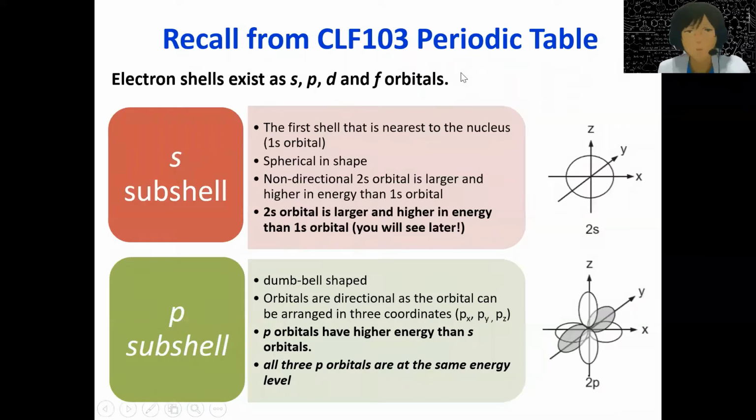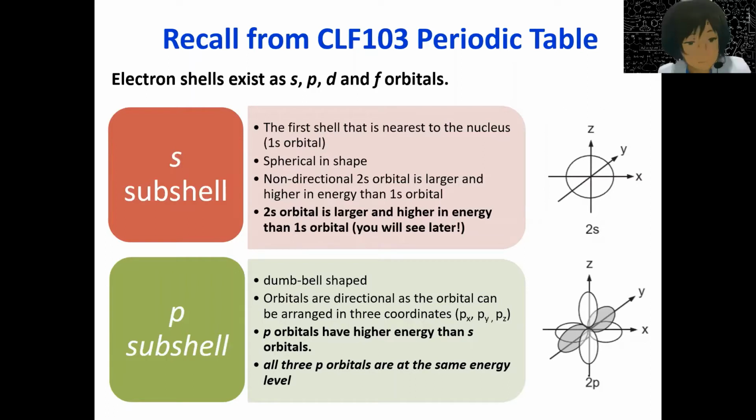Okay, if you recall what you learned last semester on the periodic table, the electron shells exist as SPDF orbitals. The s subshell is the first shell that is nearest to the nucleus. It's called the 1s orbital. It is spherical in shape. There's also another orbital that you will learn, which is the 2s orbital. It's larger and higher in energy than the 1s orbital.